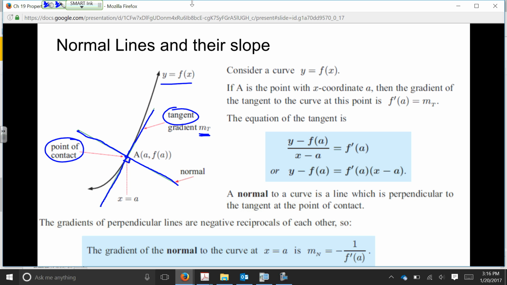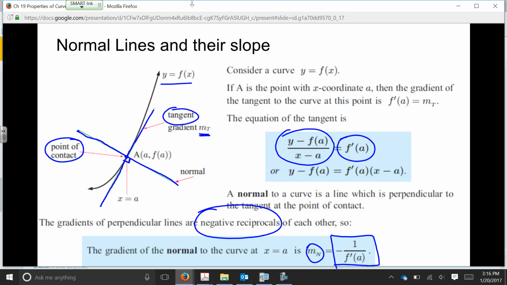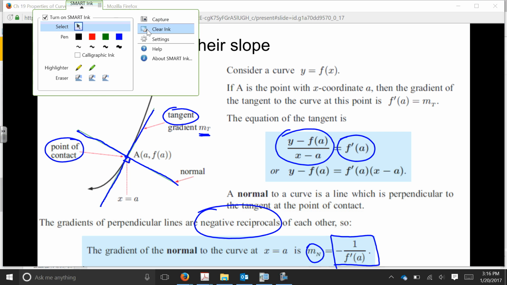So we already know how to find the slope of the tangent line. The slope of the tangent line is just the derivative. But we also want to be thinking about the gradient of the normal line, or the slope of the normal line. Well, that's just going to take the notation m sub n for the slope of the normal line. And it's just going to take this equation right here, which reads -1 over the derivative at point A. But you could just remember that that's just the negative reciprocal of the slope of the tangent line.